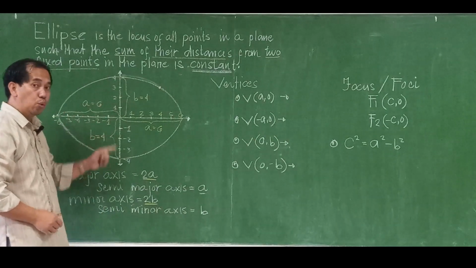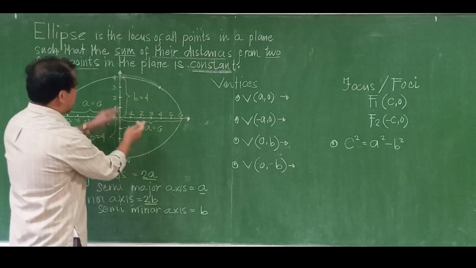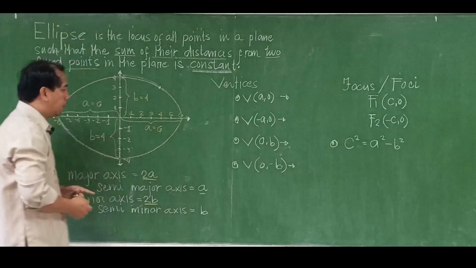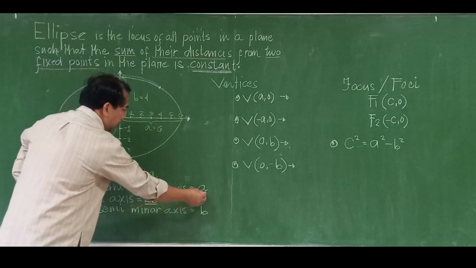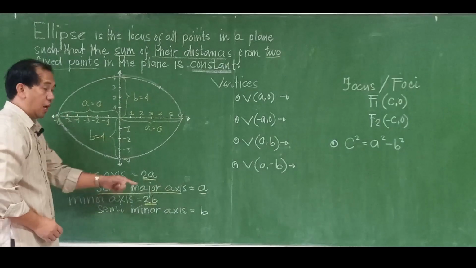Now, what if we just say b, or just a? Meaning, if we just say a, that is now considered to be the semi-major axis.